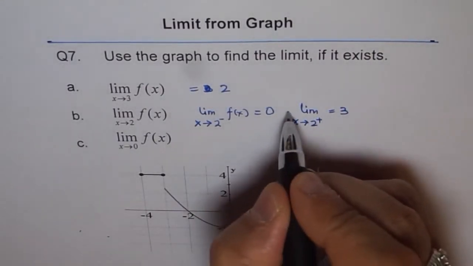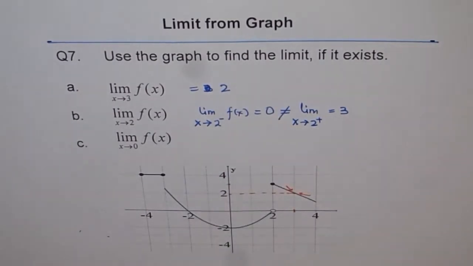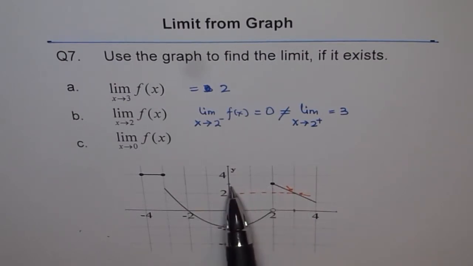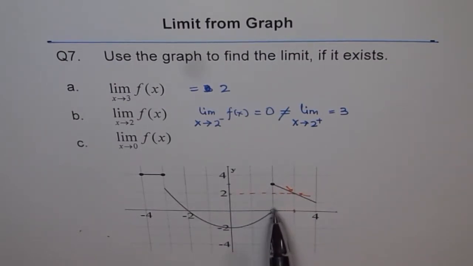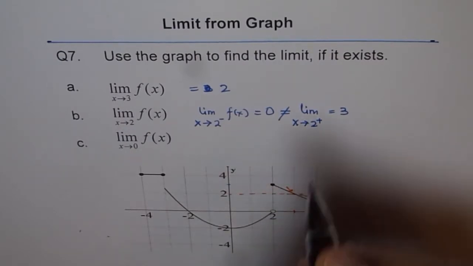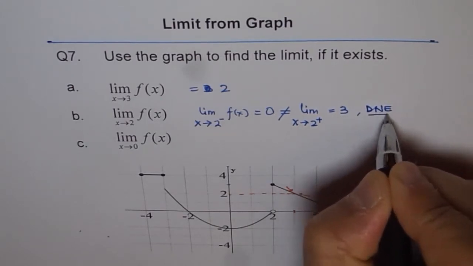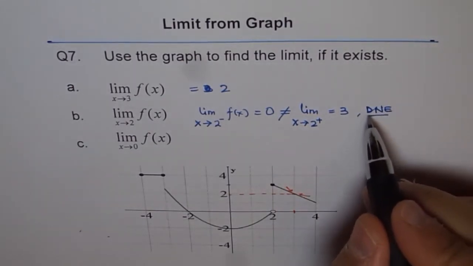Now since these two values are different, they are not equal, right? One is approaching 0, and from the other side you are approaching 3. So there is a discontinuity and the limit does not exist. So we say the limit does not exist. Okay. So for limit does not exist, I'll just write D and E.